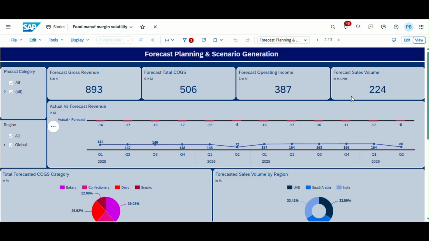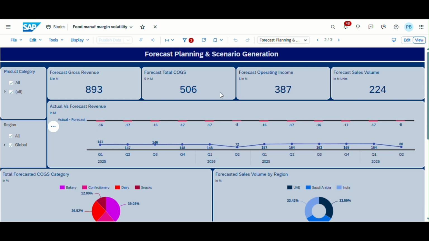Next is forecast sales volume. This KPI represents the expected quantity of products to be sold during the forecast period. The organization is forecasted to sell 224 million units, helping production teams plan manufacturing capacity, inventory levels, and supply chain requirements more effectively. Together, these forecast KPIs provide management with a clear picture of expected business performance and future growth.